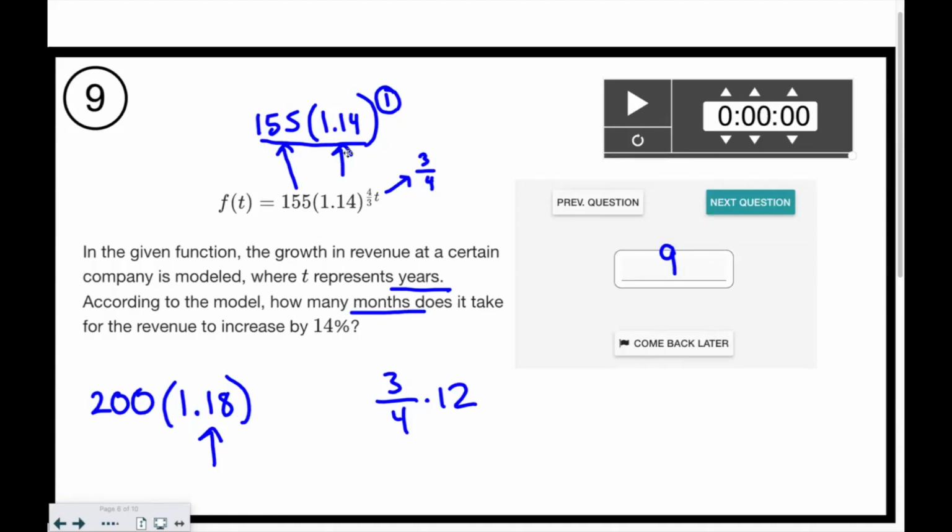Yeah, and then when you have the exponent to the one, then you're basically just doing it. Yes. So the question really is, what value of t is going to give me an exponent of 1, and that's 3/4. And 3/4 is in years, and 3/4 of a year is 9 months. So does that make sense?